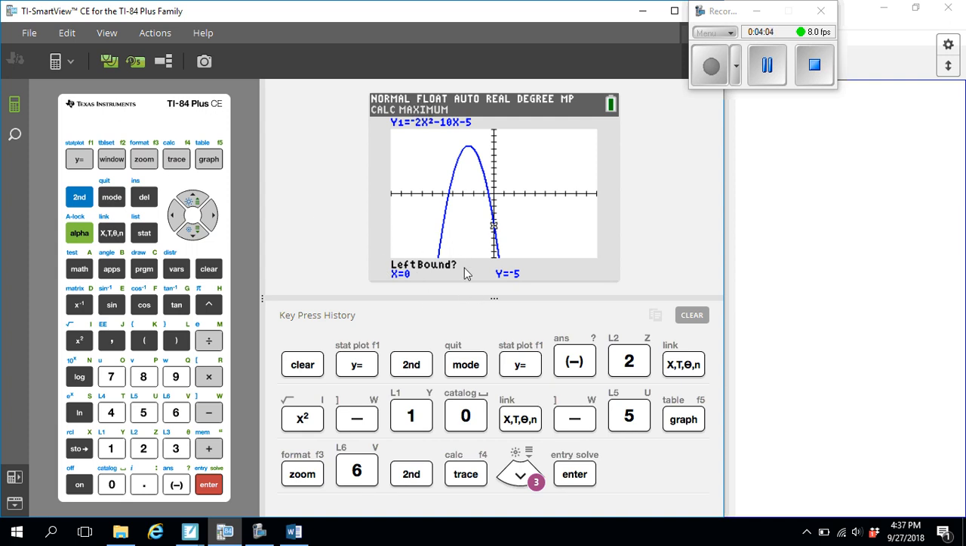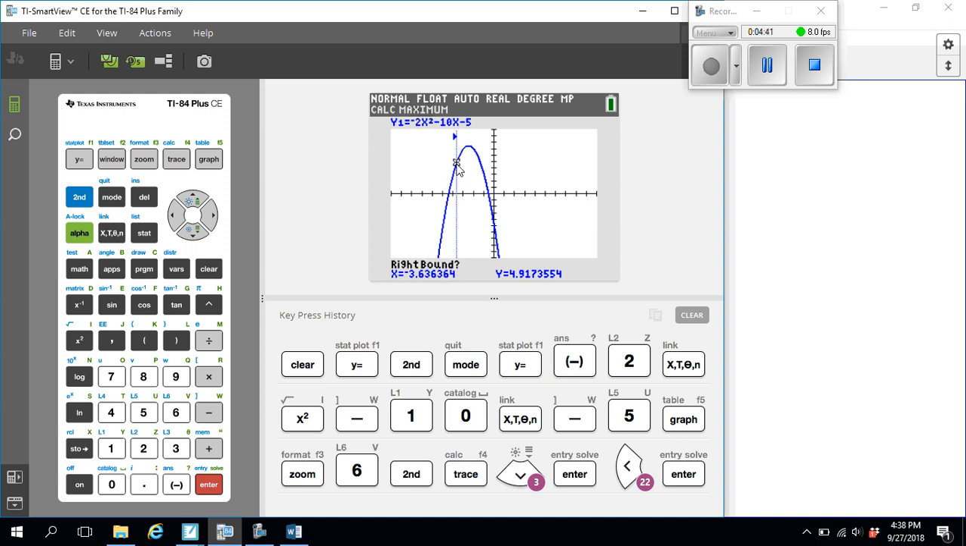Here it says left bound question mark. What they mean by that is we want to put this blinking cursor on the left-hand side of our vertex. Right now it's on the right-hand side, so I'm going to move it over. It just needs to be somewhere on the left-hand side of our vertex, anywhere, it does not matter. Now that my cursor is on the left-hand side of our vertex, I'm going to press enter. Now it asks for right bound question mark.